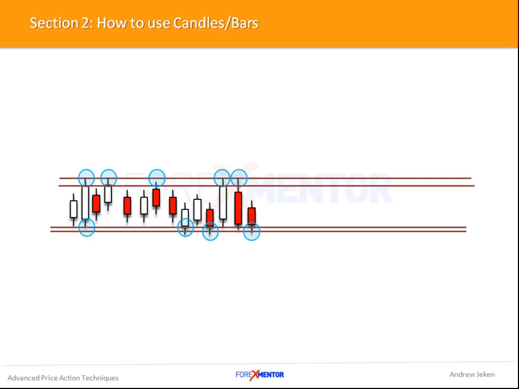Let's have a look at how to use candles and bars in your trading. Here again, I haven't gone over certain candle patterns or bar patterns in this course because I don't feel they're relevant. They're very retail. Institutional traders are not looking at a hammer or a bearish engulfing candle and saying, let's go short or long because of this.